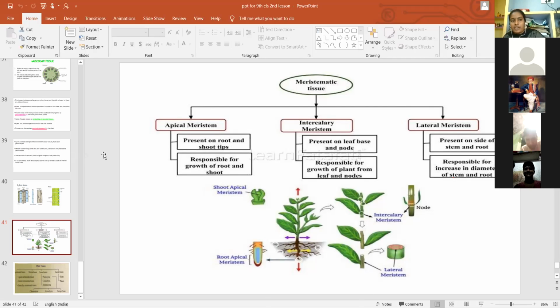The lateral meristematic tissue is present on the side of the stem. This is the side of the stem. The lateral meristematic tissue is present on the side of the stem and root. It is responsible for increasing the diameter of the stem.